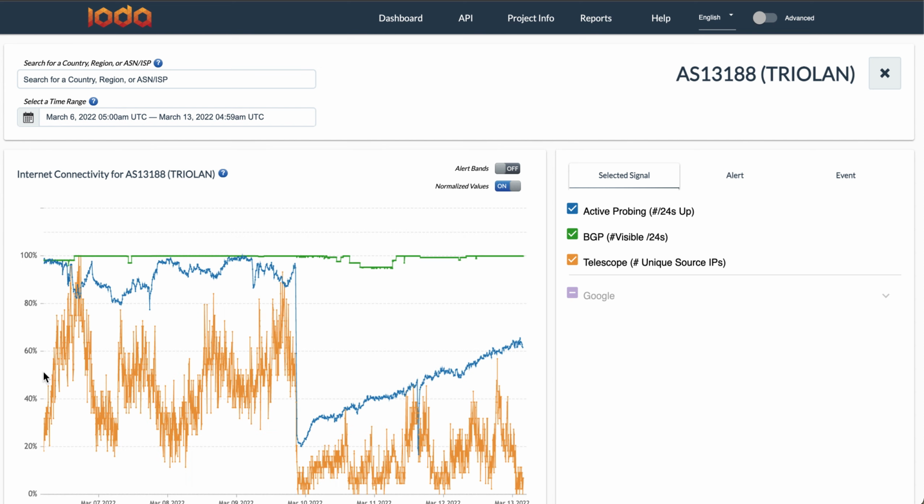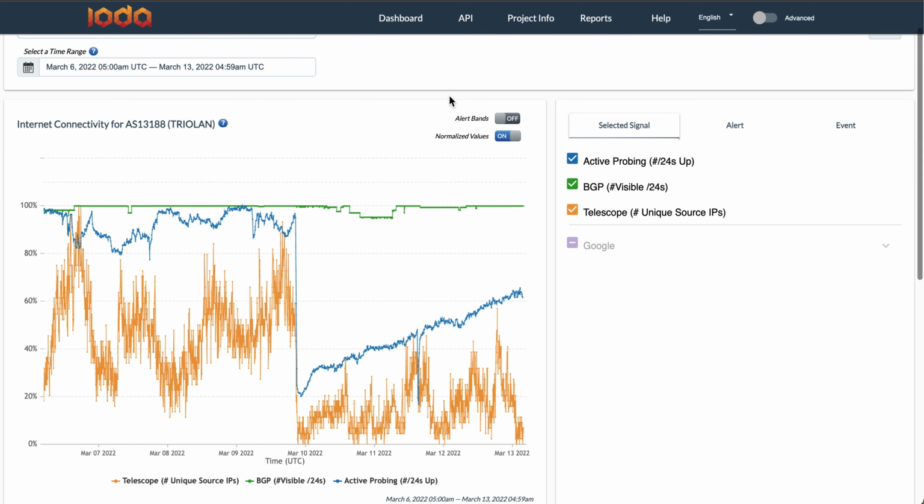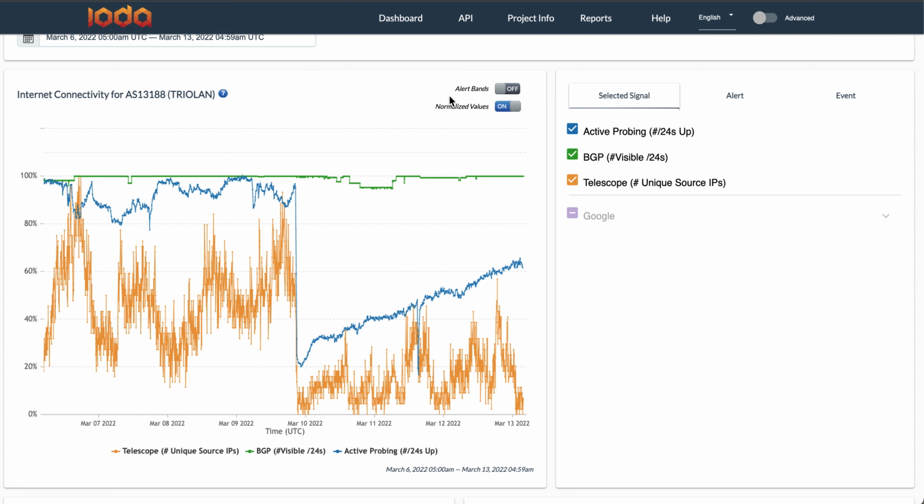So now that we've set the date range and hit apply, IODA provides us with this time series view of the DDoS attack on Triolan. We can see a significant and immediate drop in active probing. In the days before, active probing fluctuates between about 97% and 81%.